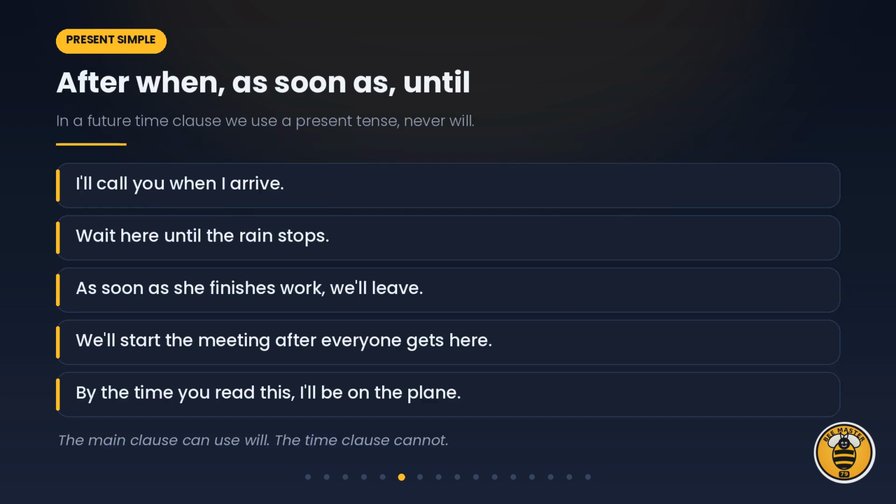There is one more place where the present simple carries future meaning, and it catches out almost every learner. After the time words when, as soon as, before, after, until, till, once, and by the time, we use a present tense, not will, even though we are clearly talking about the future.